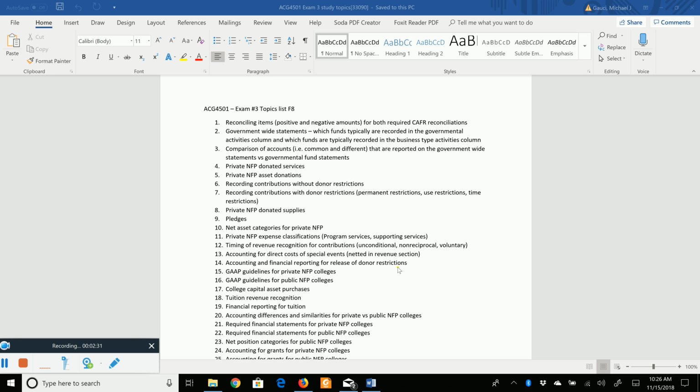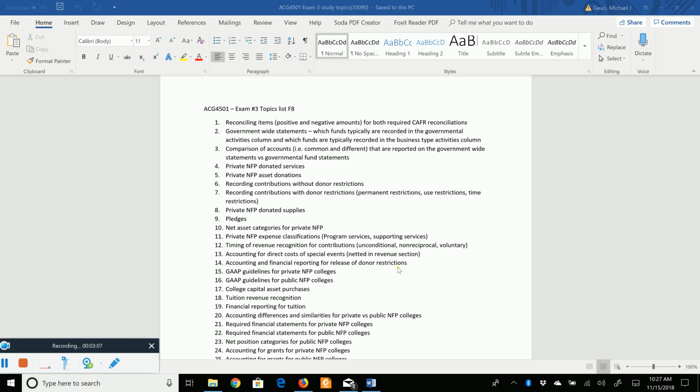There are going to be differences between modified accrual and accrual. And because of those accounting differences, equity is going to be affected differently. And because of that, there are going to be both positive and negative adjustments to get from the equity of the governmental fund to equity of the government-wide statements. Make sure you understand both the positive and negative adjustments.